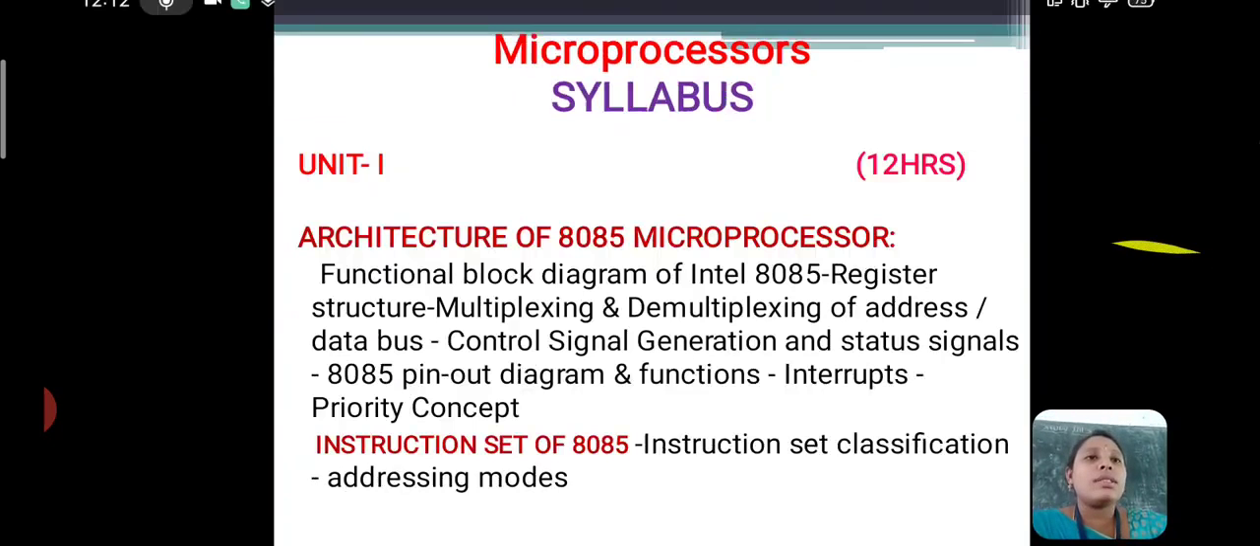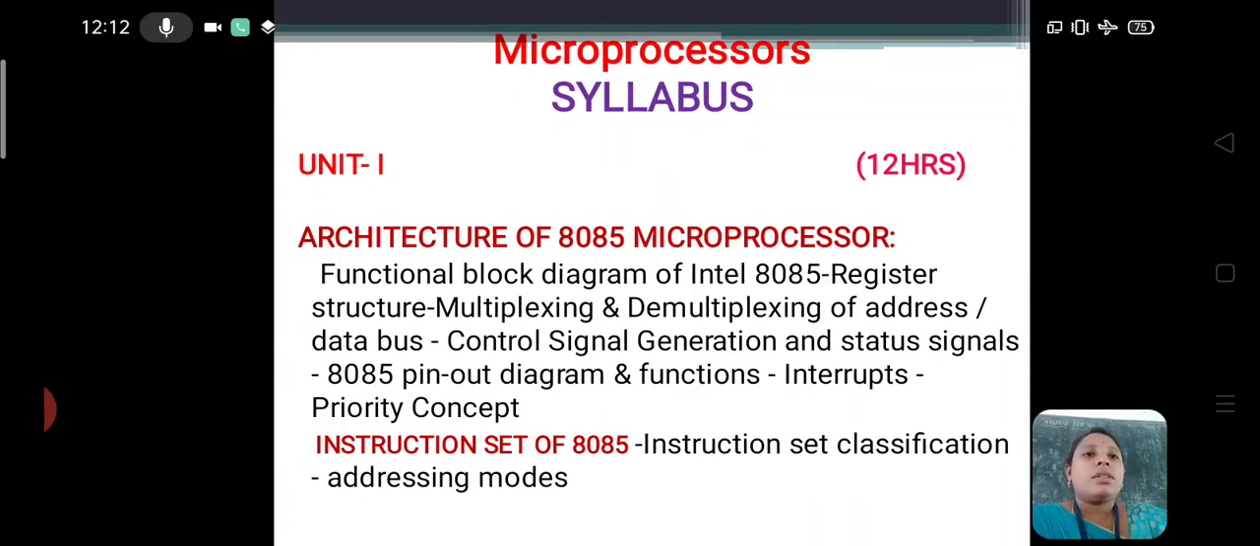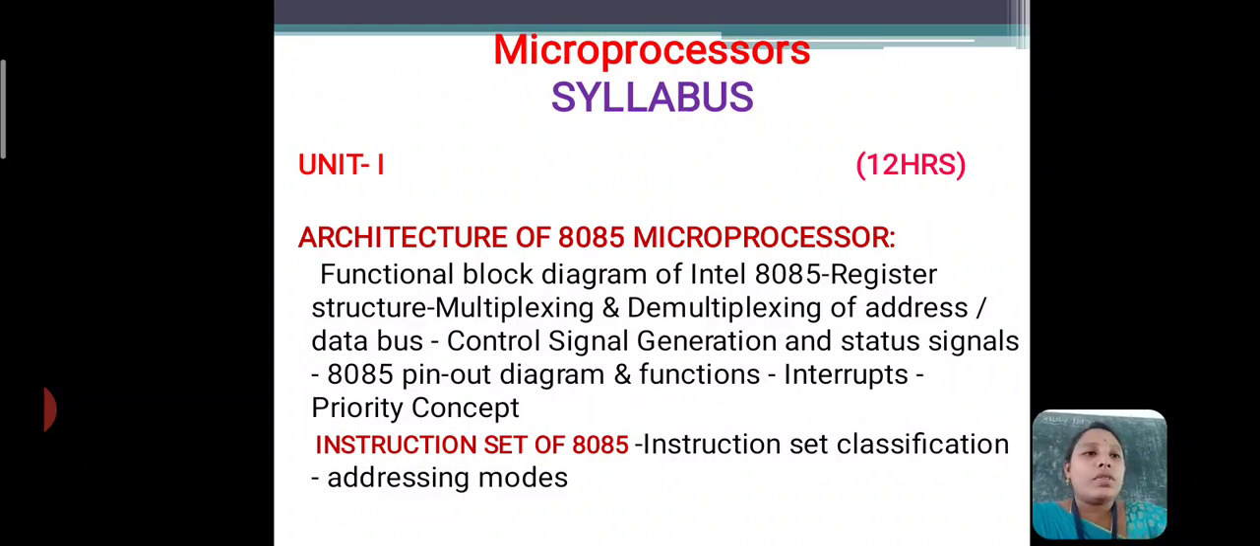Let's go to the syllabus. Unit 1, Architecture of 8085 microprocessor. Before going to the architecture of the 8085 microprocessor, we have to learn what a microprocessor is and what the features of the microprocessor are. We all will learn this in the architecture of the 8085 microprocessor.